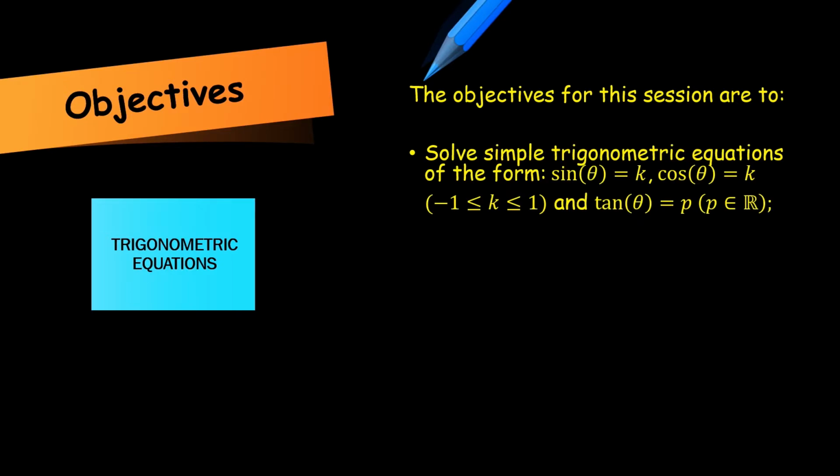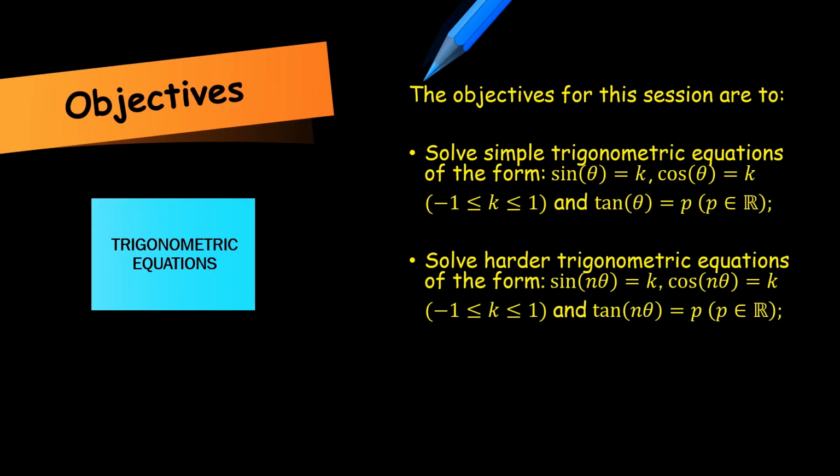The objectives for this session are to solve simple trigonometric equations of the form sine theta equals k and cos theta equals k, with k between -1 and 1, and also tan theta equals p, where p is a member of the real numbers.